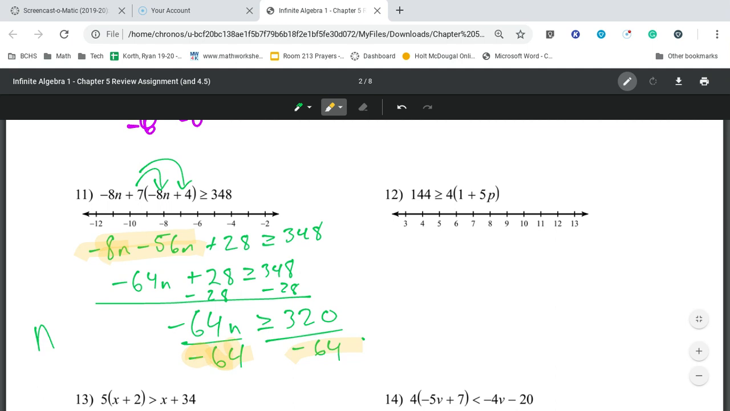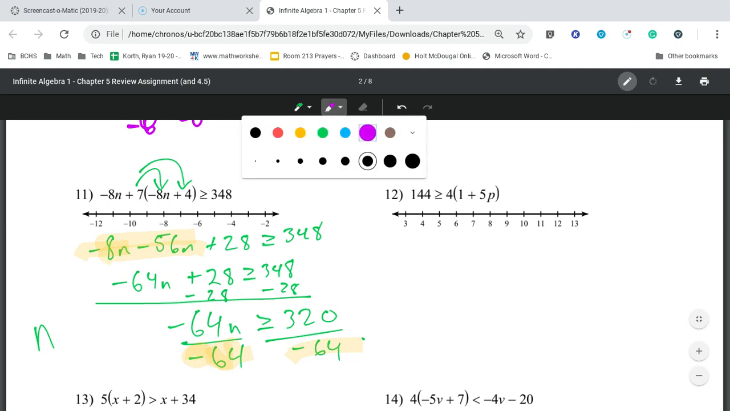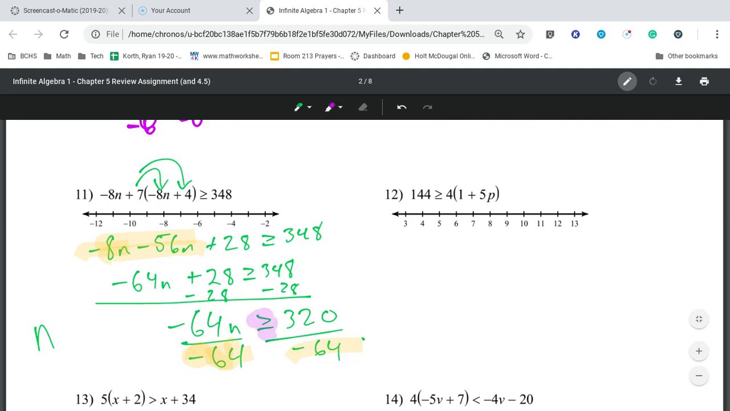Which is going to cause our inequality to change directions. So instead of less than or equal to, we'll go with greater than or equal to. And we said it was 5. Negative 5. A positive divided by a negative should give you a negative.